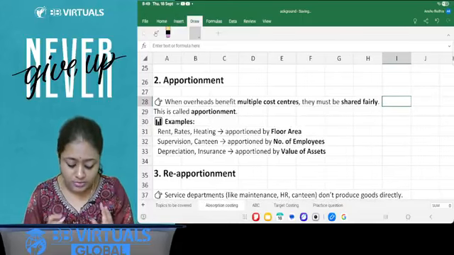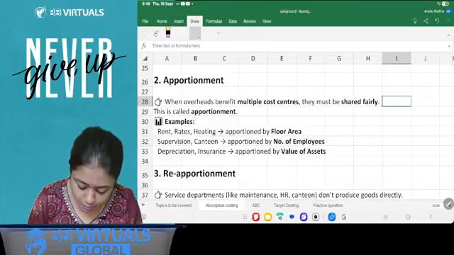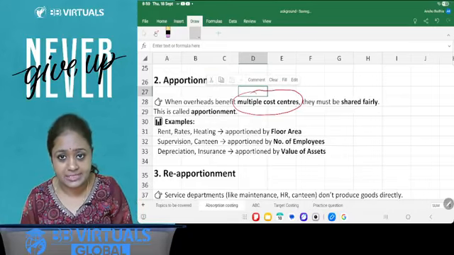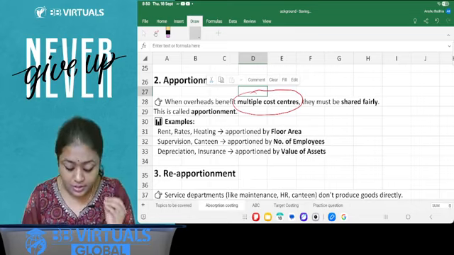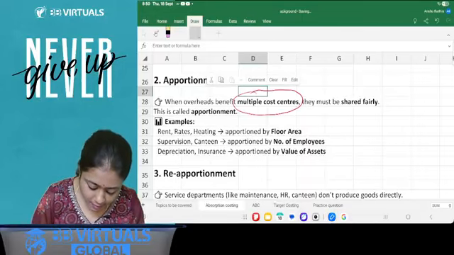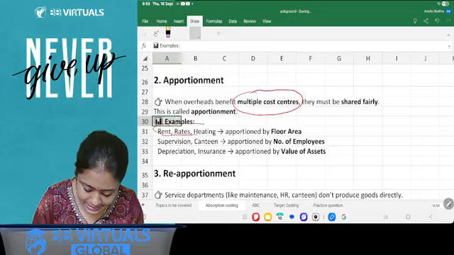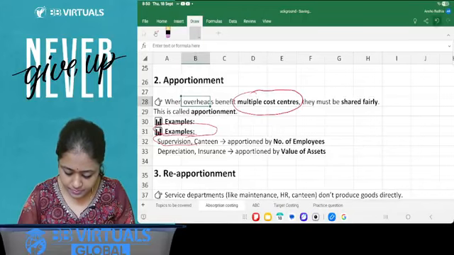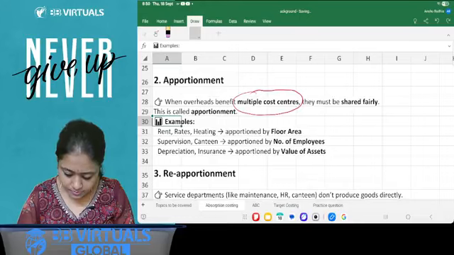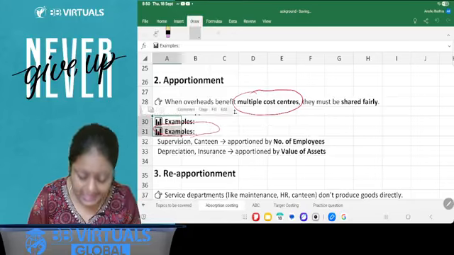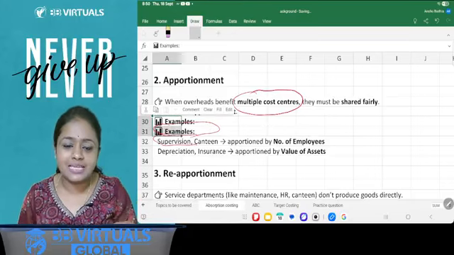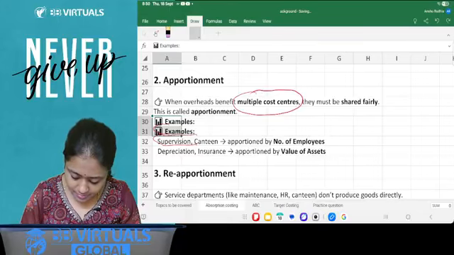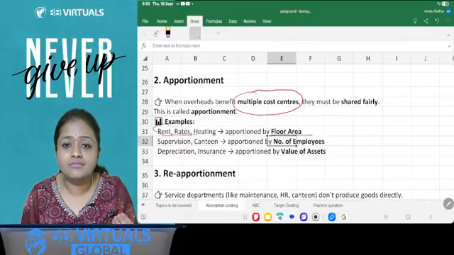Now going to step 2, apportionment. Apportionment means now the overheads are allocated to multiple cost centers. But now we are going to make the groups of the cost centers. So the question here is, how would you apportion the overheads? For example, we have an overhead called rent, rate, and heating. How would you allocate this rent, rate, and heating to the different departments? So let's have the most logical base, which is floor area.